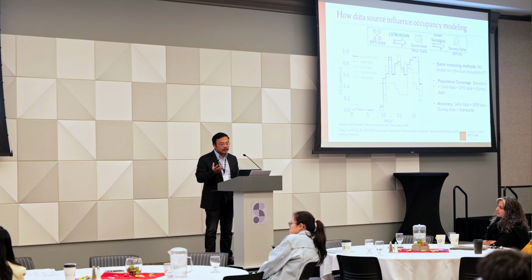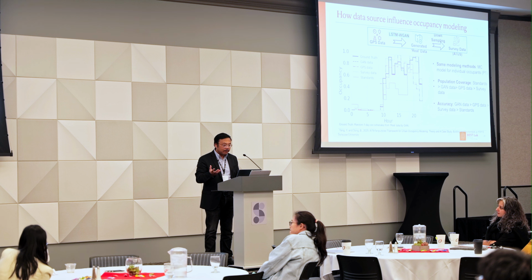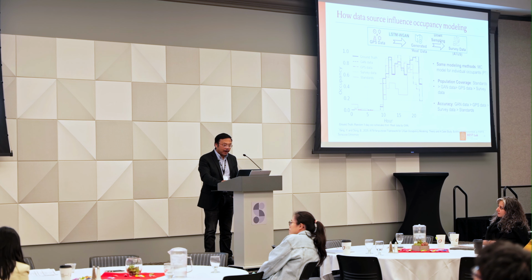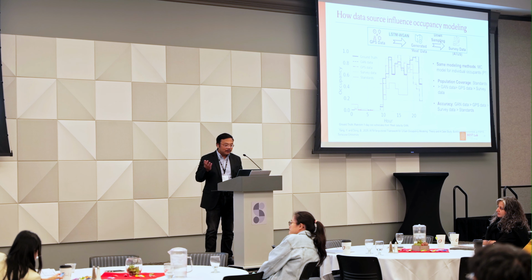Of course, the standards cover different building types, but the GAN data cannot cover all the buildings, though it covers some of them. GPS data cover less, and survey data cover much less. In terms of accuracy, we found GAN data is much more accurate than GPS data, the survey data, and the standards.